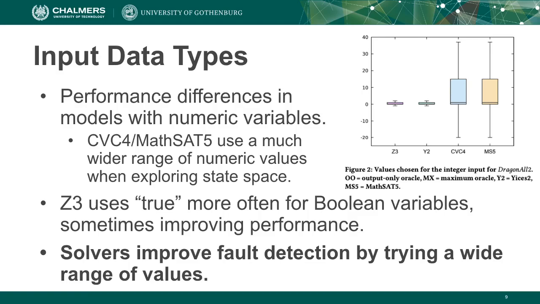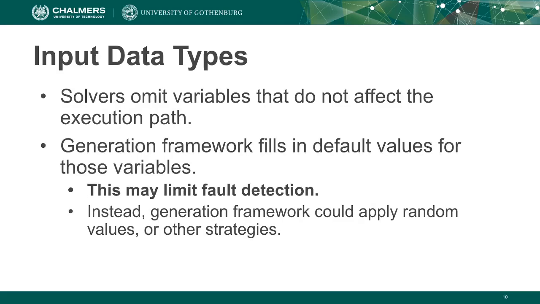We observe a similar phenomenon for Boolean variables at times, where Z3 outperforms the other solvers. And in those rare situations, we saw that Z3 sets Boolean variables to true more often than the other solvers would prefer false values. That effect is more muted with numeric variables, but still, by trying a wider range of values, Z3 generated better test suites in that situation. Solvers could improve fault detection by applying a wider range of values to variables rather than tending toward fixed values.